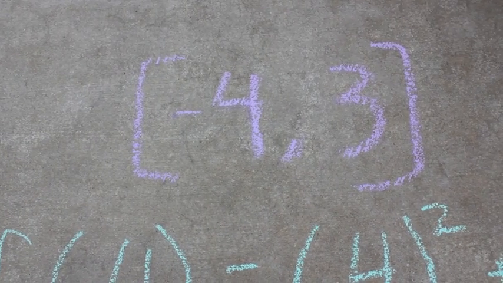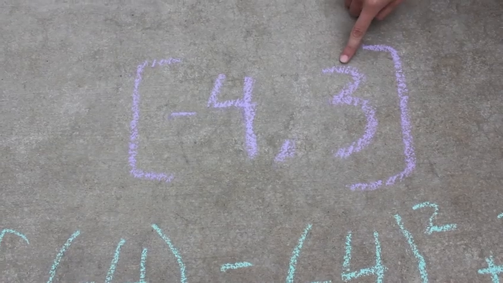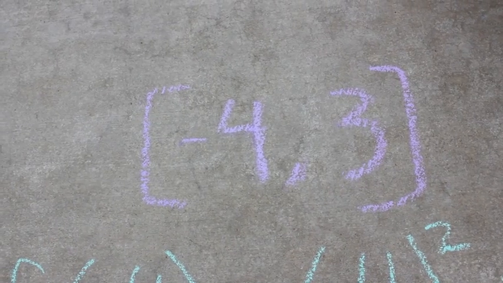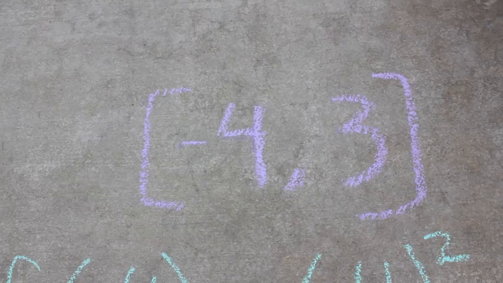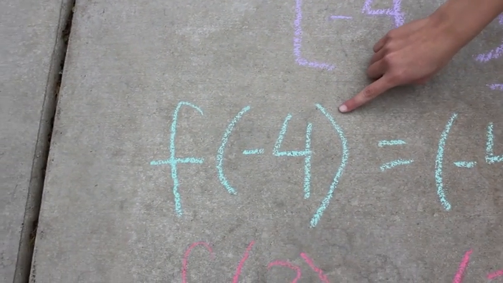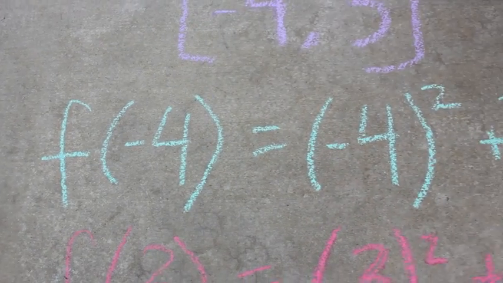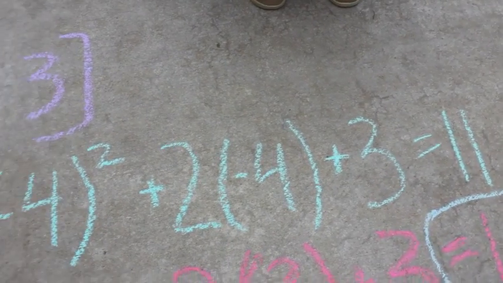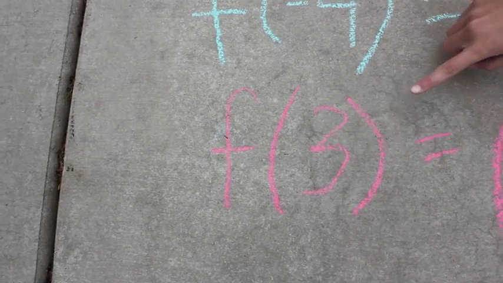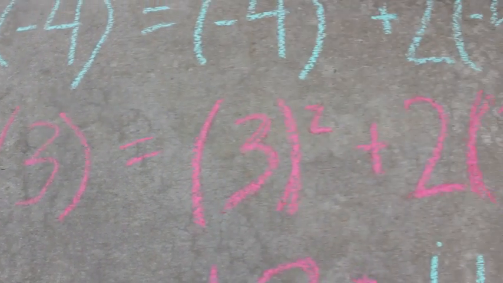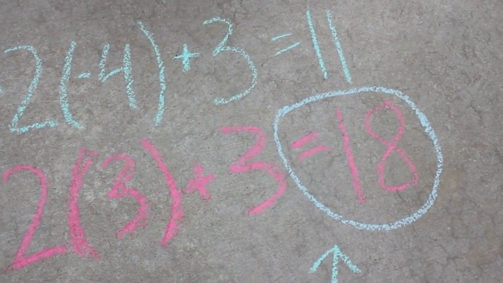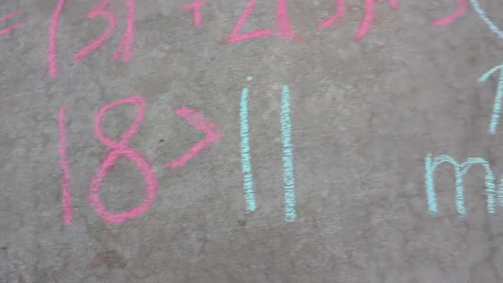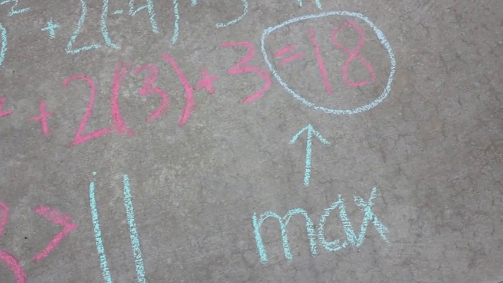Remember, our interval was -4 to 3. Because this is a closed interval, we must check our endpoints to see if a minimum or maximum occurs there. To do this, you plug in the endpoint into the original function. After this, we got the value 11. Next, you plug in your second endpoint into the original function, and here we got 18. Because 18 is greater than 11, 18 is a maximum and is the highest point on the graph.